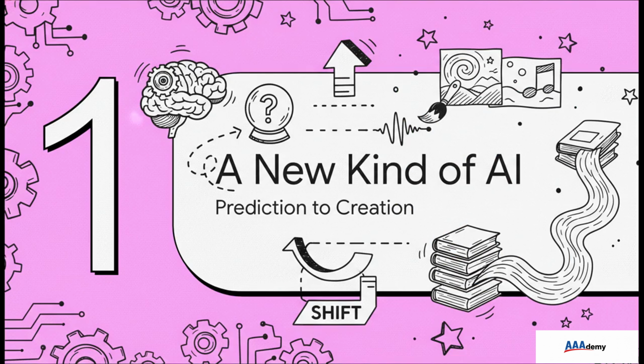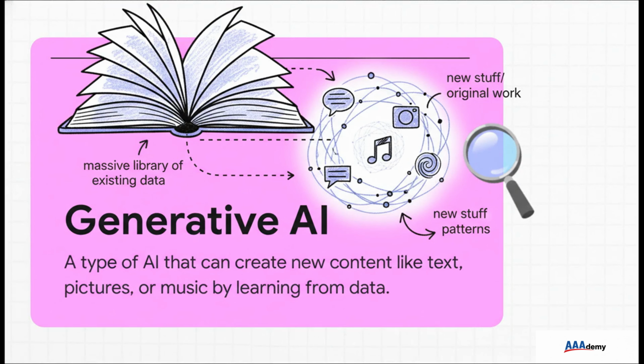So that brings us right into our first section. We're going to explore why this is such a different beast, a whole new kind of AI. It's a fundamental shift, really, moving way beyond just predicting things and into the world of actual creation. So what is it, really? Well, at its core, generative AI is all about creating new stuff: text, images, music, code, you name it. And it does this by basically studying a massive library of existing data, figuring out the patterns of human creativity, and then using those patterns to make something completely original.